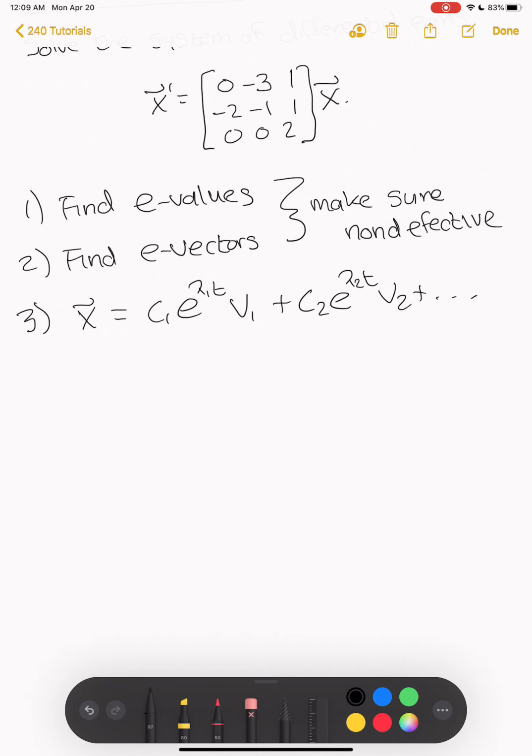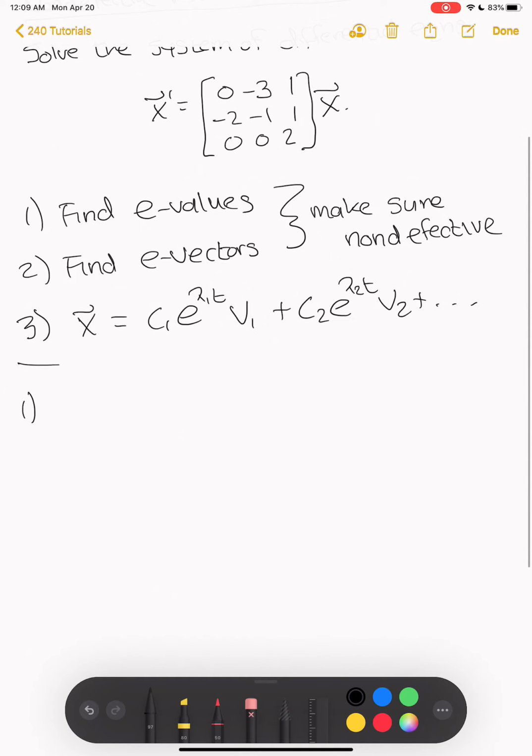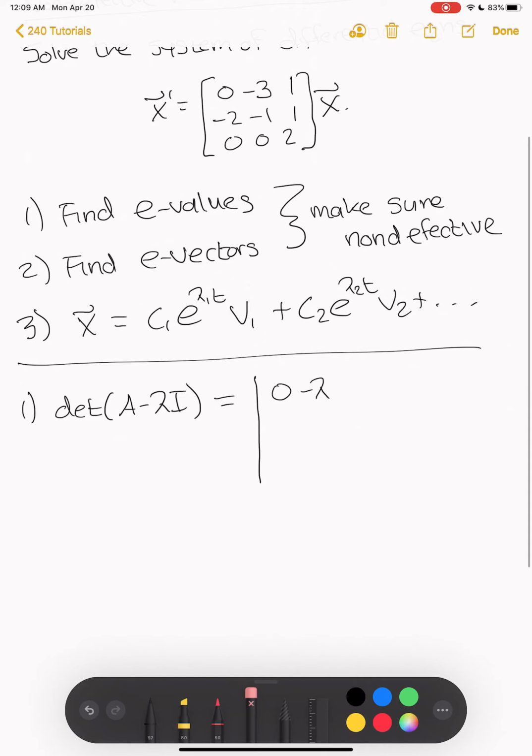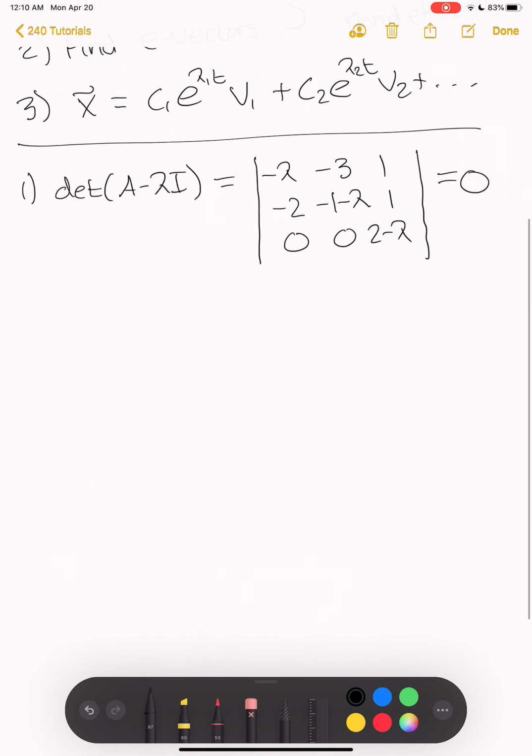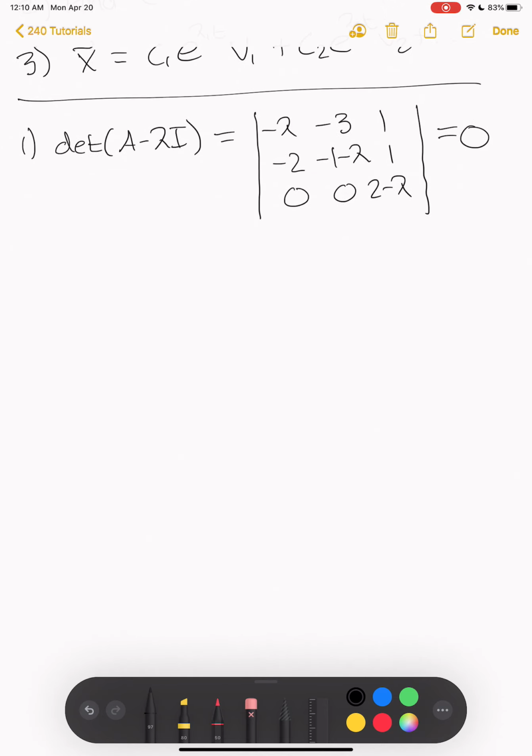So for step 1, finding the eigenvalues, we take the determinant of A minus lambda I, which is this here: 0 minus lambda, I'm just going to call it minus lambda, minus 3, 1, negative 2, minus 1, minus lambda, 1, 0, 0, 2 minus lambda. And I need to set that equal to 0. So to save some time, again, we know how to take determinants. What we get is lambda plus 3, and then lambda minus 2 squared is equal to 0.